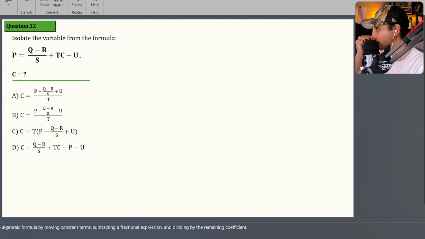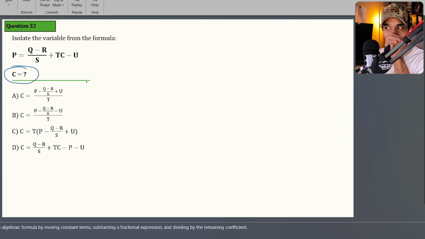Isolate the variable from the formula. So this looks nasty, but this is in fact one of the easiest problems in this set. So we have P equaling Q minus, I'm not even going to write it, okay? P equals Q minus R over S plus TC minus U. We're trying to isolate to get C, okay? We're trying to manipulate the equation where it equals C.